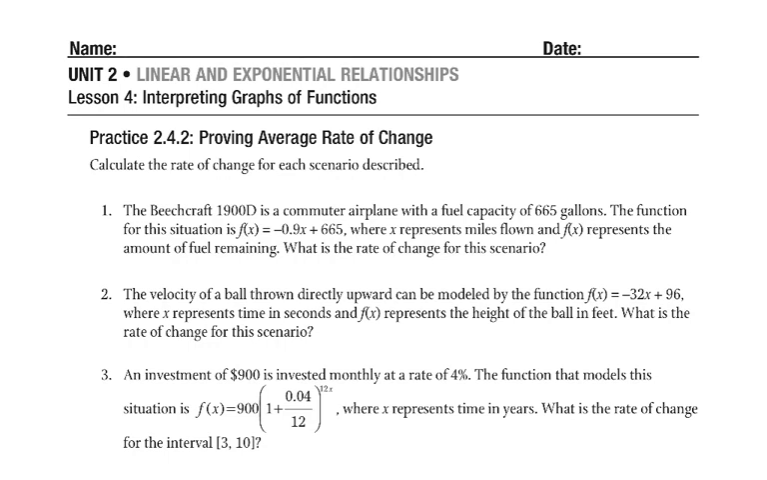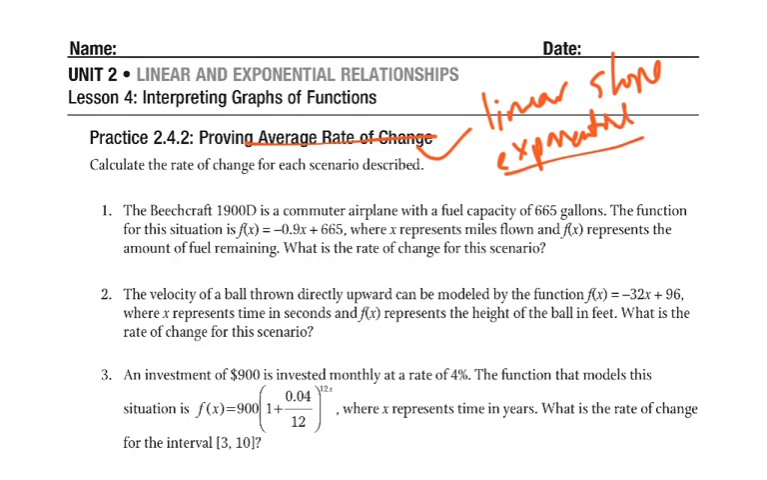So, rate of change, remember, that deals with, for linear, that's your slope. For exponential, it's the slope of a line connecting the 2 points. It's kind of different for exponential. So, we've got our function here. So the growth, the slope, is the one with x, so negative 0.9. But what does that mean? Well, it means we lose 0.9 gallons of fuel for every 1 mile that is flown.